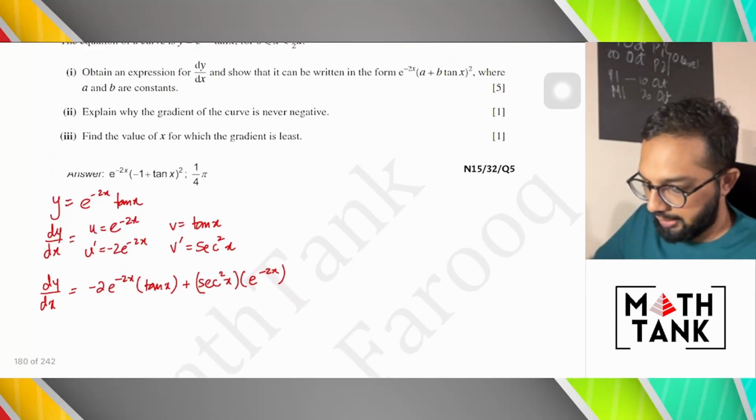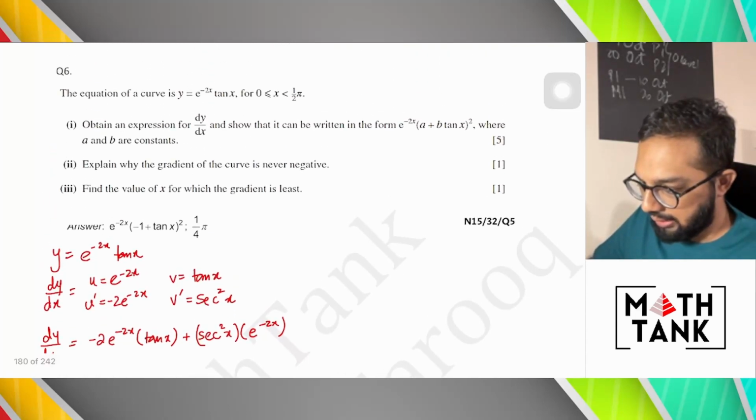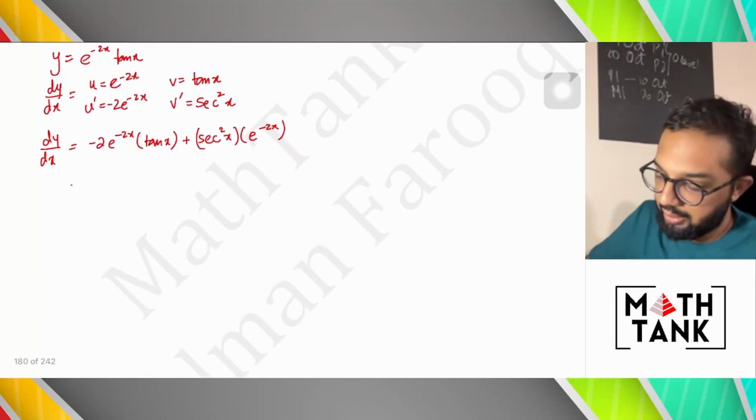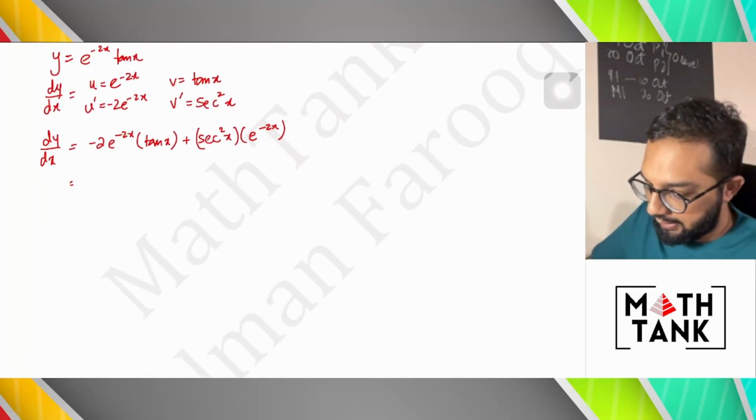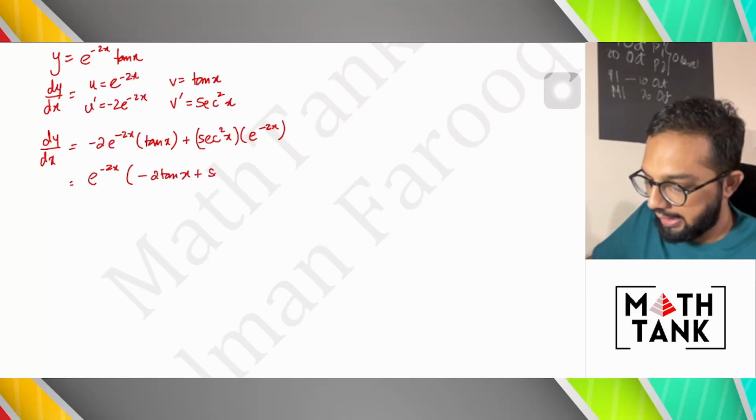Okay, now my question is that it can be written in the form a plus b tan x whole square. So what I first end up doing is I end up pulling out e power minus 2x common. That gives me minus 2 tan x plus sec square x.